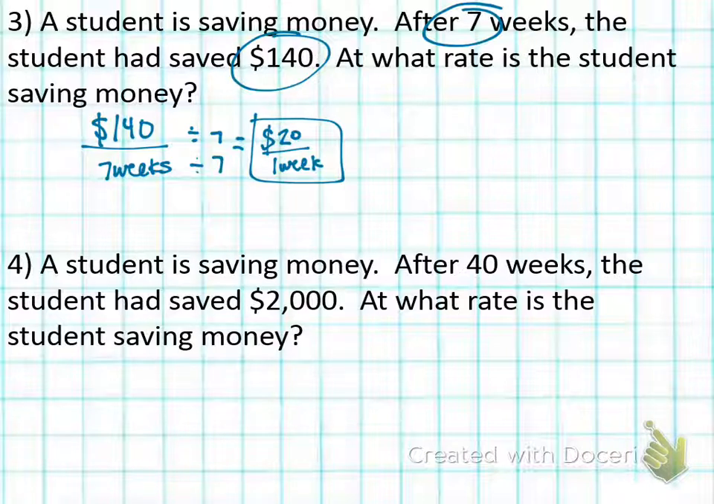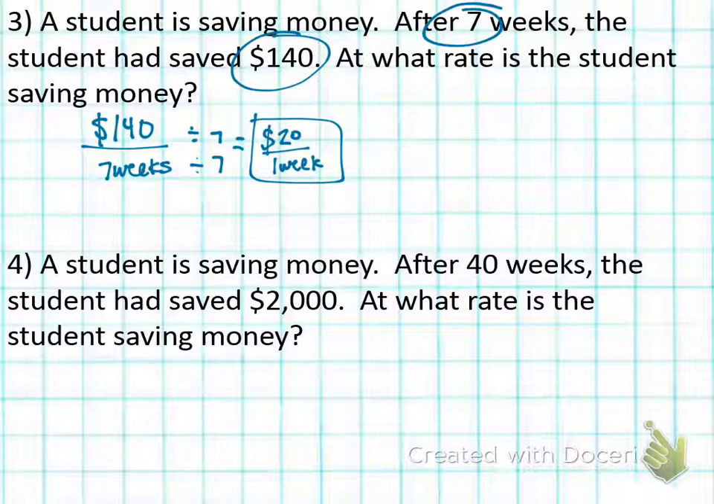Next one, number 4. A student is saving money. After 40 weeks, the student had saved $2,000. Woo! That's all school year. Let's say they had a job too. So after a whole school year, their bank account rose $2,000. Give me your answer. I'm going to give you about a minute to figure this one out. This one's very similar to the last problem, so go.